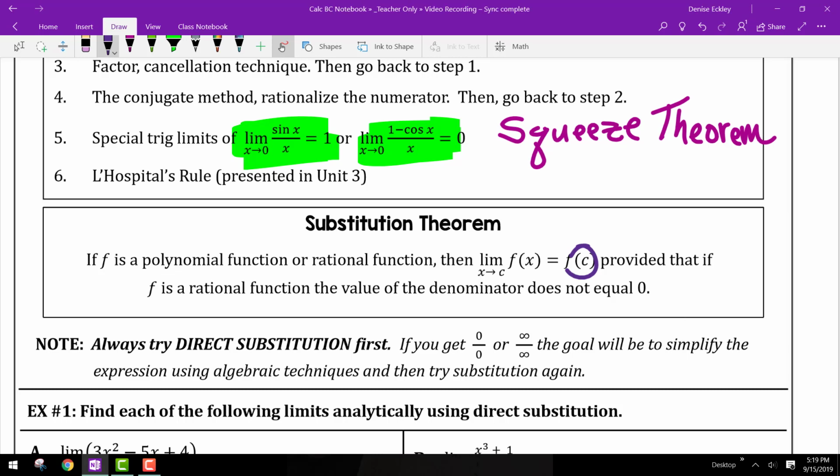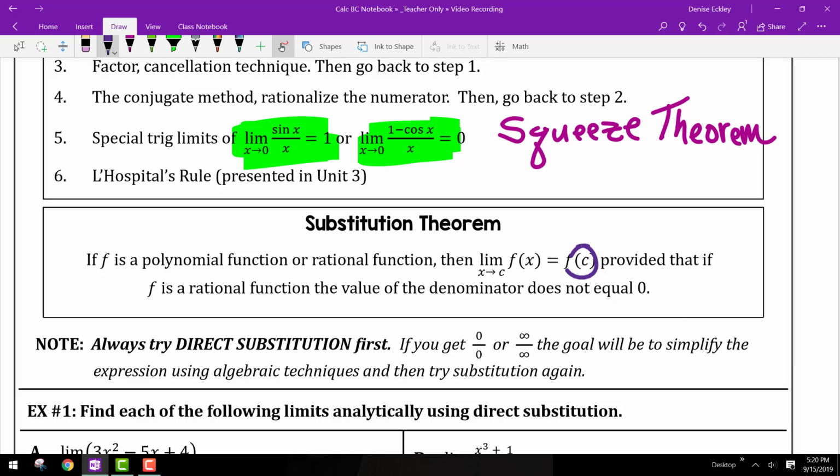So if the denominator is 0 when you substitute, then you're going to have an undefined function and you won't have a real value. Big note here, always try to substitute first. It's the quickest way, it's the easiest way. Sometimes you do a lot of work and you don't even need to. But if you get a fraction like 0 over 0 or infinity over infinity, which are both undefined fractions, you should try to simplify the expression using one of our other algebraic techniques and then go back and substitute again.